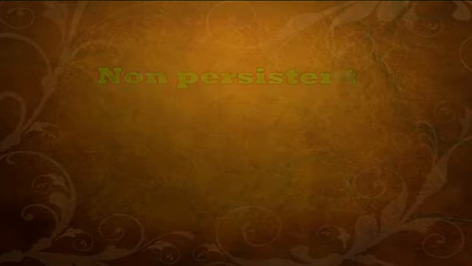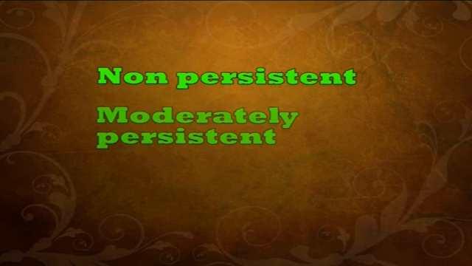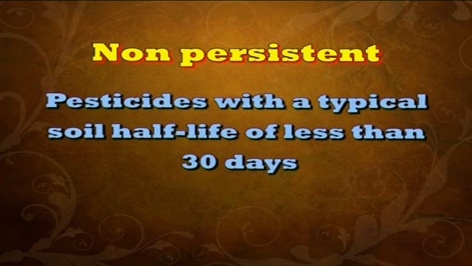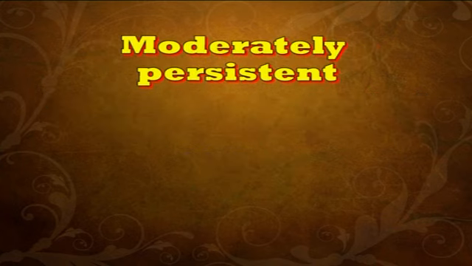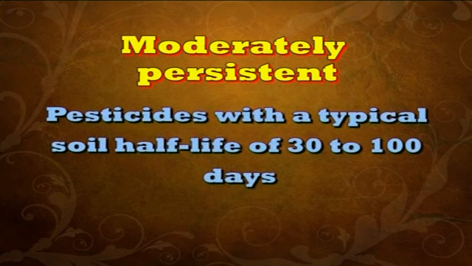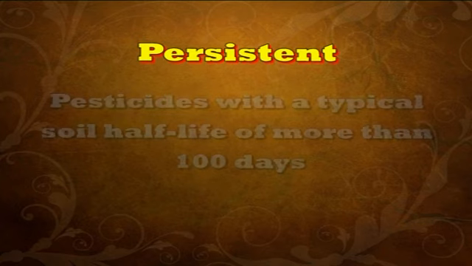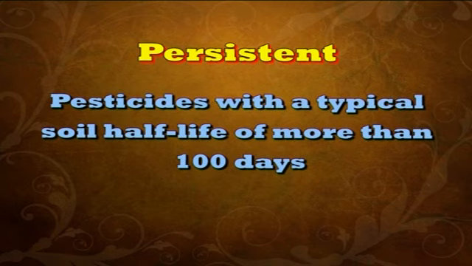Pesticides can be divided into three categories based on half-lives. They are non-persistent, moderately persistent and persistent. Non-persistent means pesticides with a typical soil half-life of less than 30 days. Moderately persistent means pesticides with a typical soil half-life of 30 to 100 days. The third one, persistent, means pesticides with a typical soil half-life of more than 100 days.